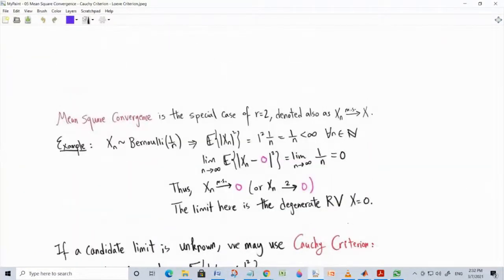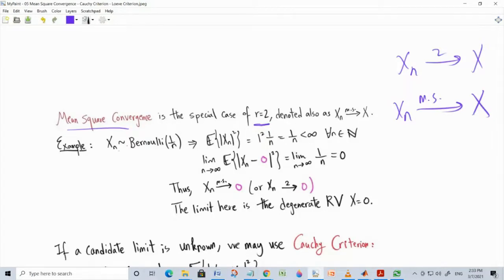In many applications, people use r equals 2, and this is called the mean square convergence. Mean square convergence is basically a special case of convergence in the rth mean, where r is equal to 2. Sometimes you can write it in different ways, depending on your taste.